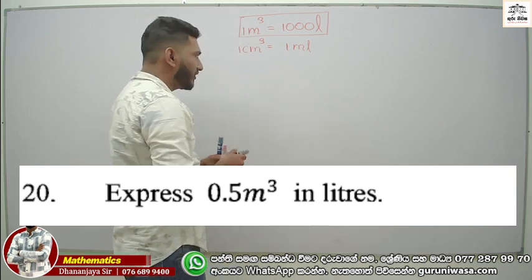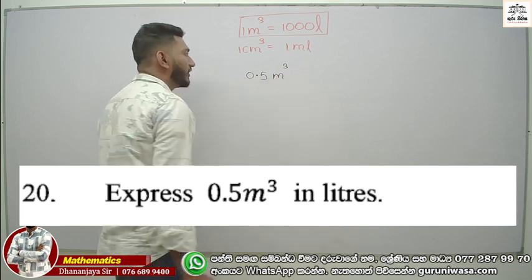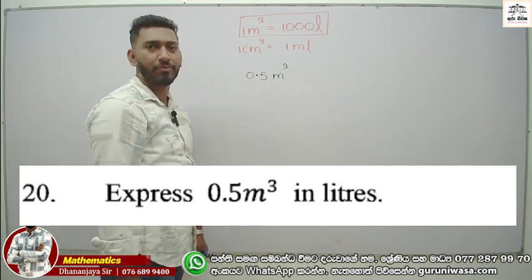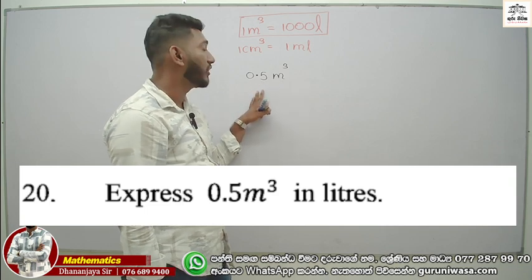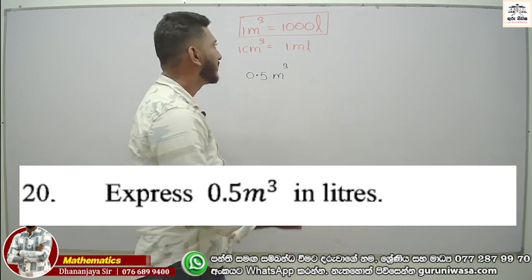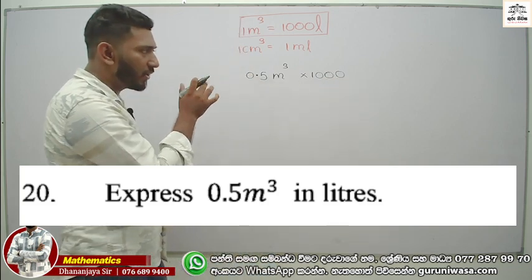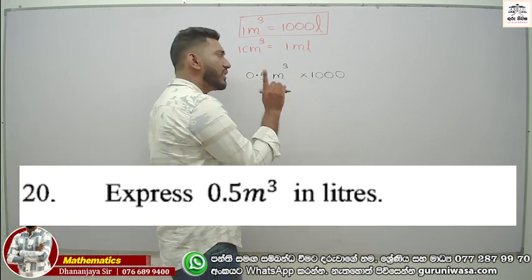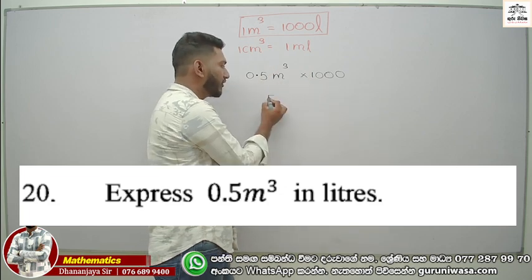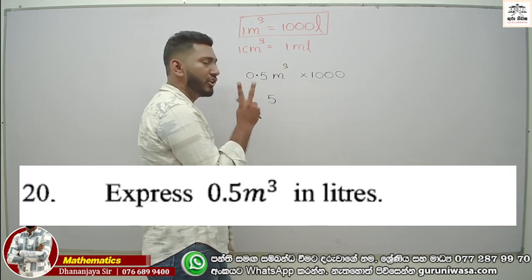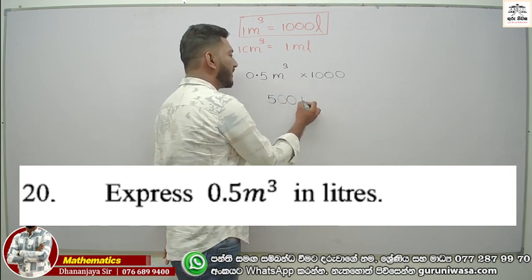Now the question is 0.5 to the power of 3. We call 0.5 a half, right? There are how many cubic centimeters? 0.5 cubic meters. Therefore, you need to multiply by 1000. Now, decimal numbers, how to multiply by 1000? There are three zeros. You need to move 3 times to the right hand side. Now, I move 1 time, then the answer becomes 5. Now, we need to go another two moves. Therefore, you need to put 2 zeros in the answer.